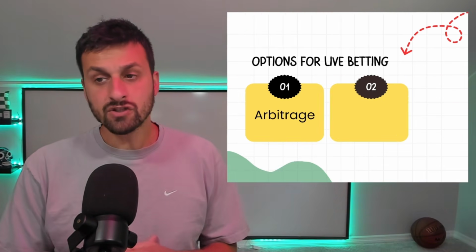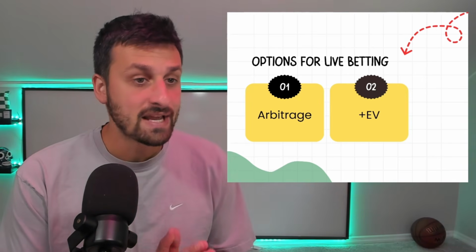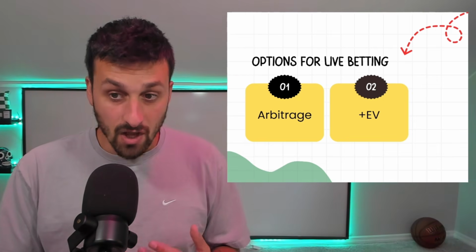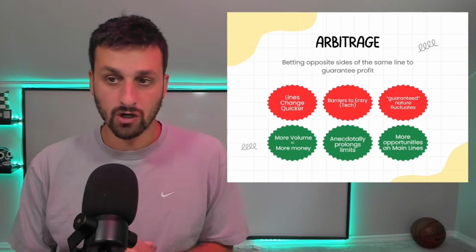Let's take a look. I do want to talk first about the options for live betting. There are two of them. The first is arbitrage betting and the second is plus EV betting. We're going to go through each of these, talk about the pros and cons of them, and again, give you some tips as we walk through this. Arbitrage is what we will start with first.